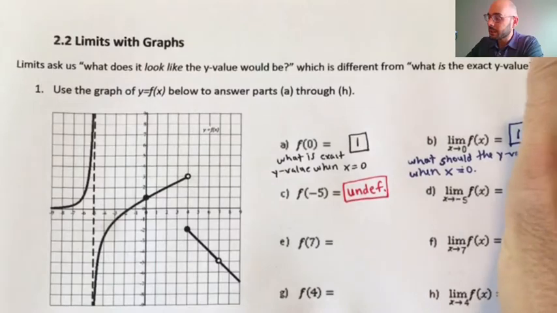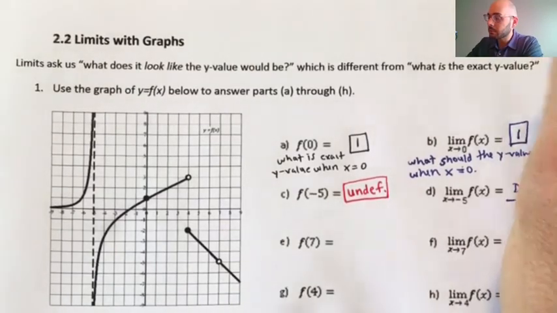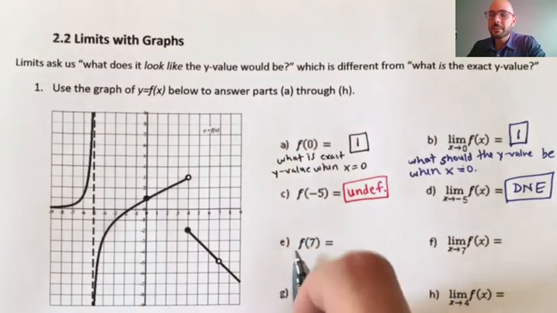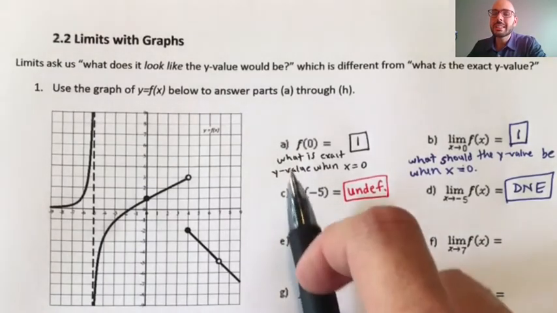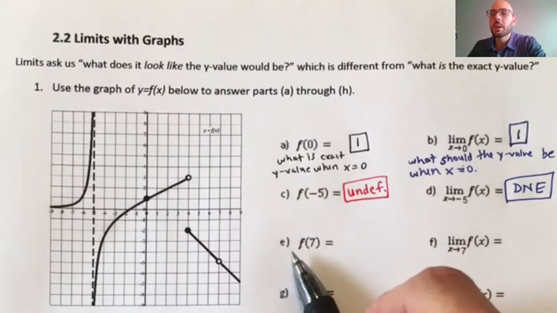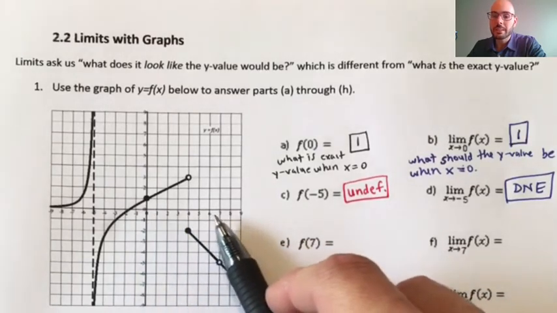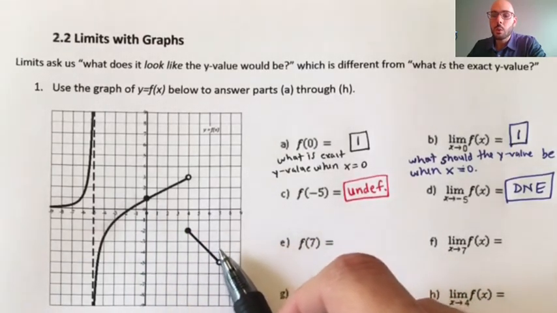So this is D and E, does not exist. The y values don't agree based on my two-finger test. All right, let's keep going. So f of 7, that's next. f of 7 is the exact y value when x is 7. So let me find where x is 7. That's right here. What's the y value there?